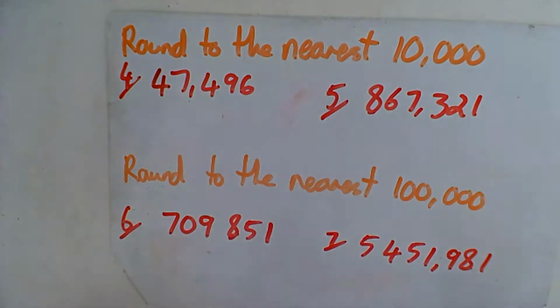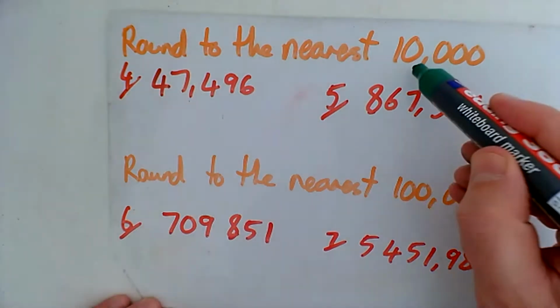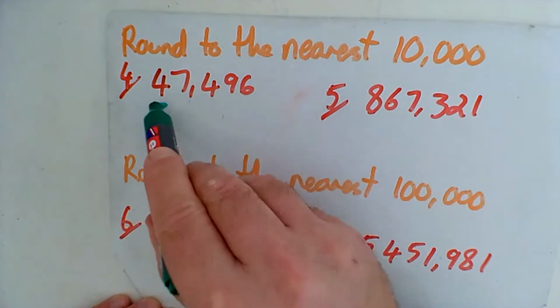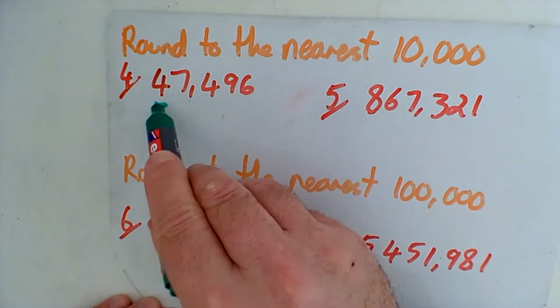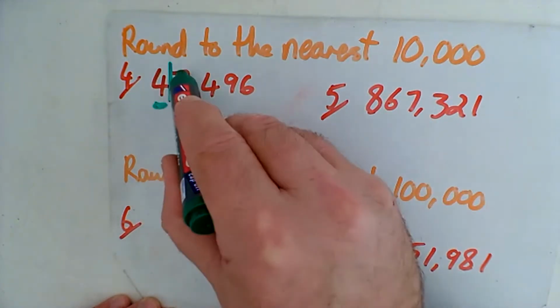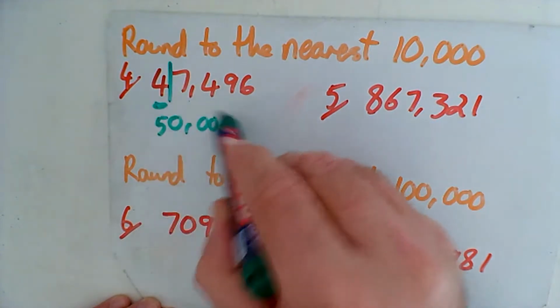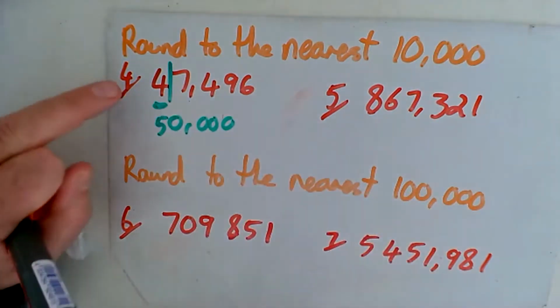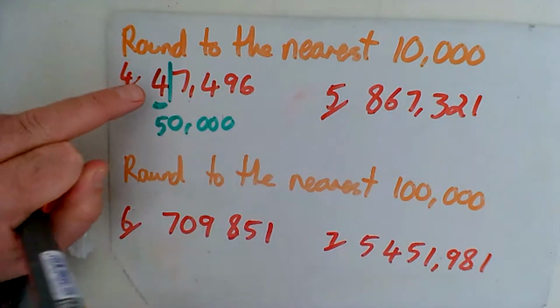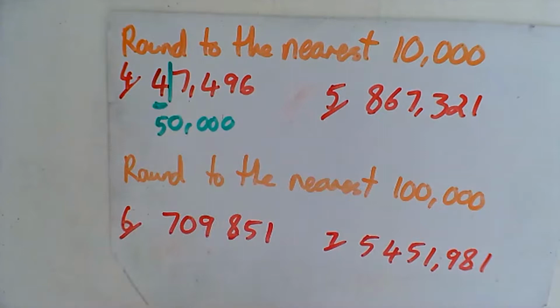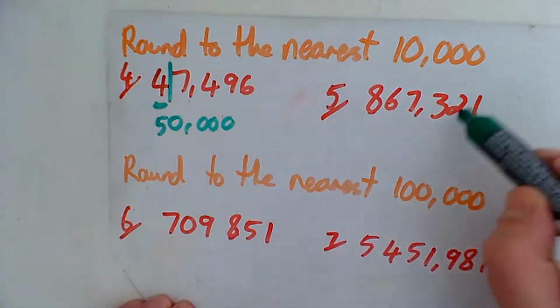Right, okay, so let's very quickly go through to the nearest 10,000. This is my 10,000 column here, isn't it? 47,000. That's the 10,000 column. So will the 7 affect it? Yes, it will. 50,000. And if we think about it, our two choices are 40,000 or 50,000, and 50,000 is closer, isn't it?